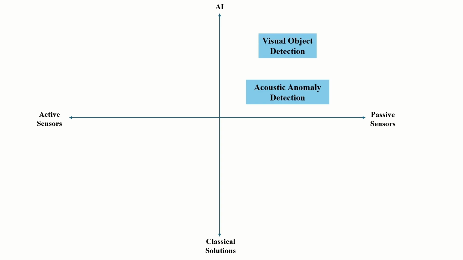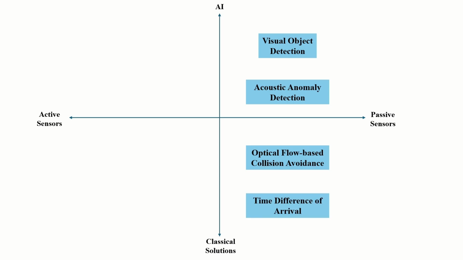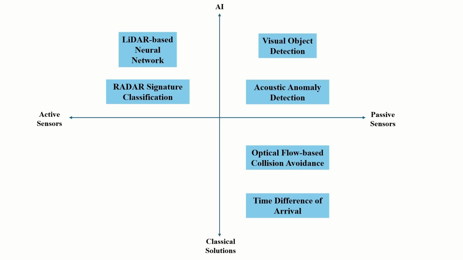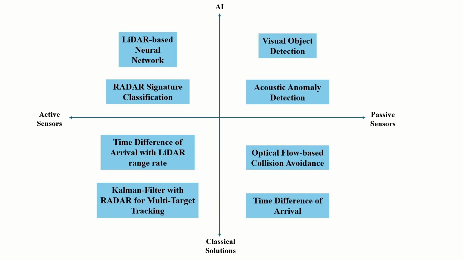Detecting small objects is generally solved through vision models and acoustic anomaly detection using AI, while classical solutions include optical flow based methods and time difference of arrival calculation. Under active sensor solutions, LiDAR-based neural network and radar signature classification are common using machine learning, and time difference of arrival with LiDAR and Kalman filters for radar are common with classical algorithms. Performance of ML models are dependent on the quality of the training data, while classical algorithms introduce a higher amount of false positives in the system.